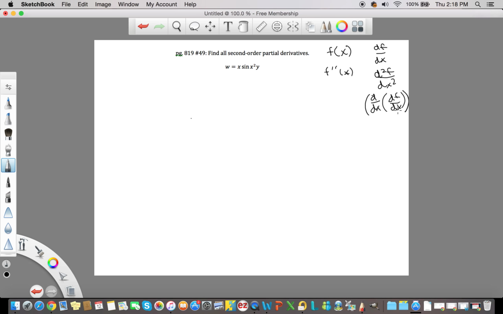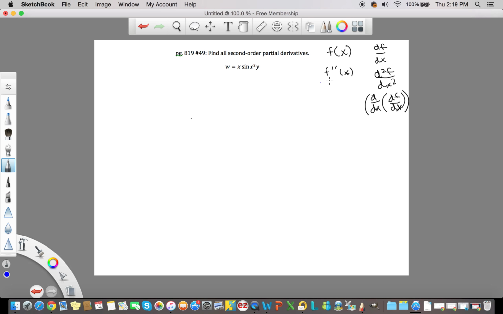So this is df dx, our first derivative, and this is the differential operator. It's saying take the derivative of the first derivative, which is how we get to the second derivative. That's basically what that's all saying. These are just normal derivatives for single variable functions. Partial derivatives are for multivariable functions, so we're going to look at that over on this side.